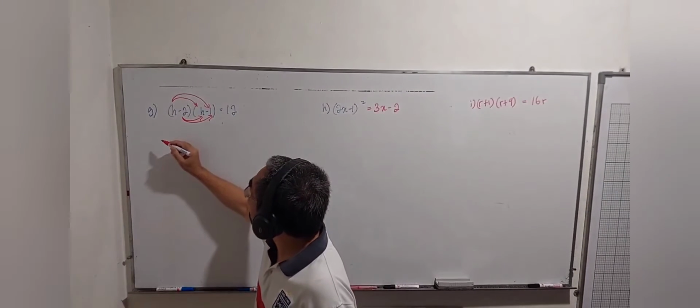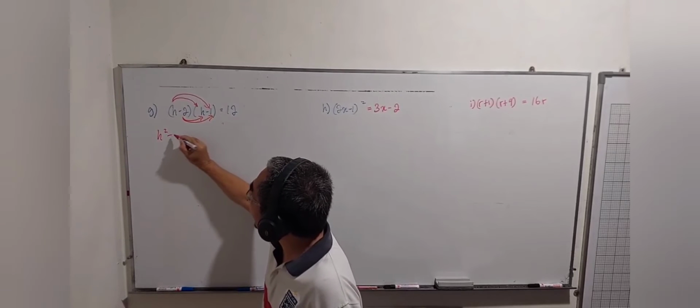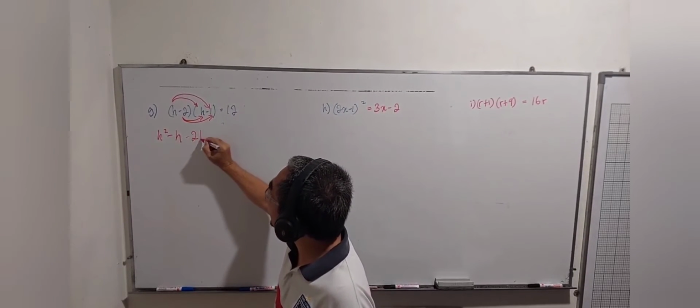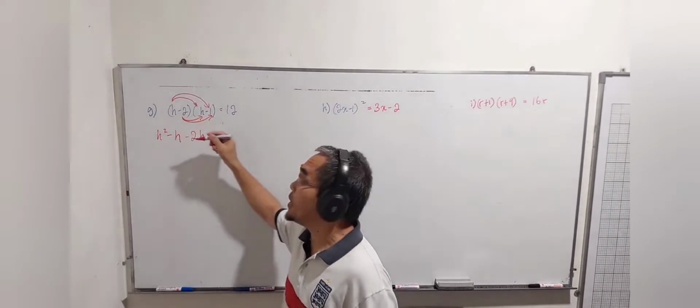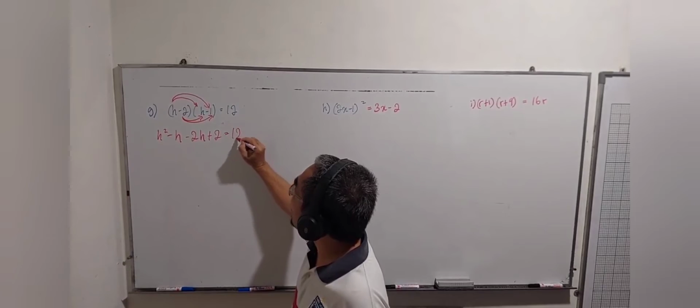So h times h will be h squared. h times negative 1 will be negative h. Negative 2 times h will be negative 2h. And then negative 2 times negative 1 will be positive 2, equals 12.